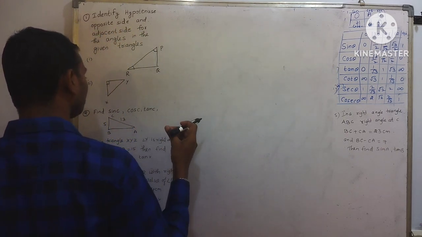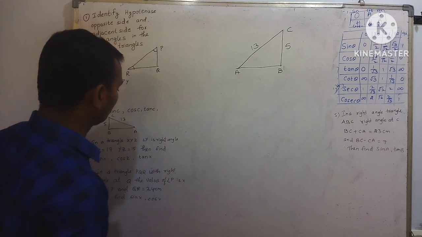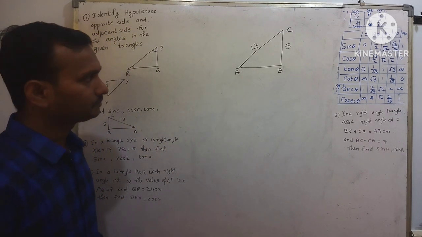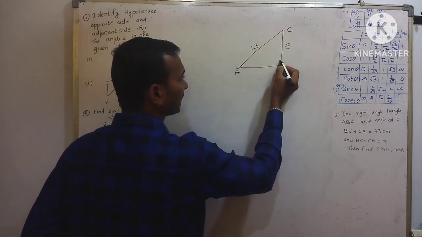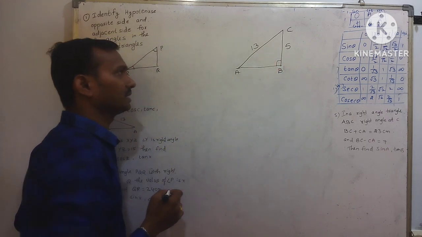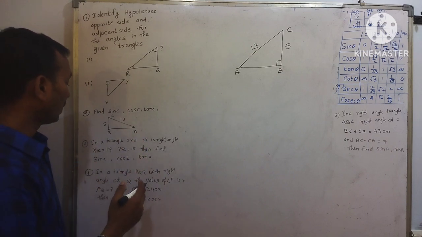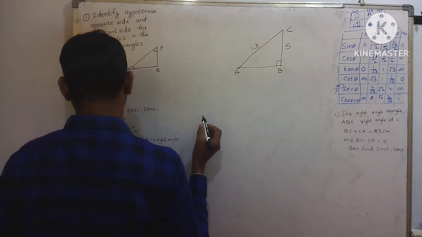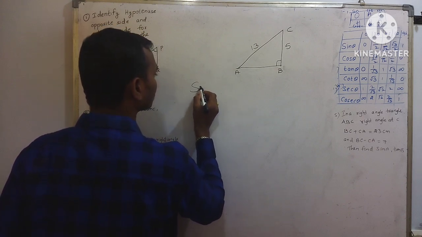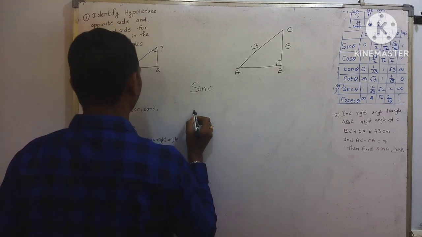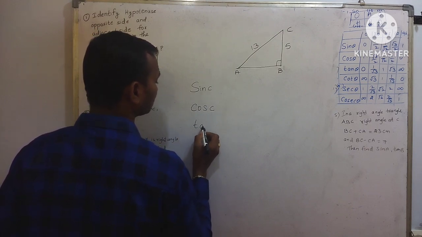Next, find sin C, cos C, tan C. So this is the information given. ABC is a right angle triangle, right angle at B, and AC value is 13. BC value is 5. So what is being asked? Find sin C and cos C and tan C.